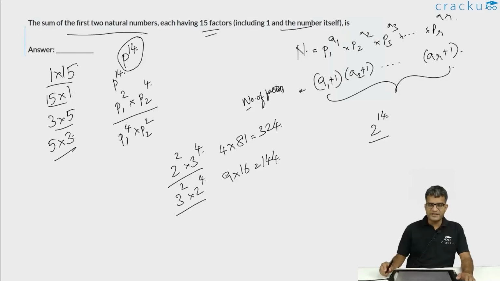2 to the power 14 is very large. We know that 2 to the power 10 is 1024. So 1024 into 2 to the power 4, which is 16, is greater than 16,000. This is very large, so we can ignore it. So the two smallest numbers which have 15 factors are 324 and 144. And their sum is equal to 468. So the answer for this question is 468.